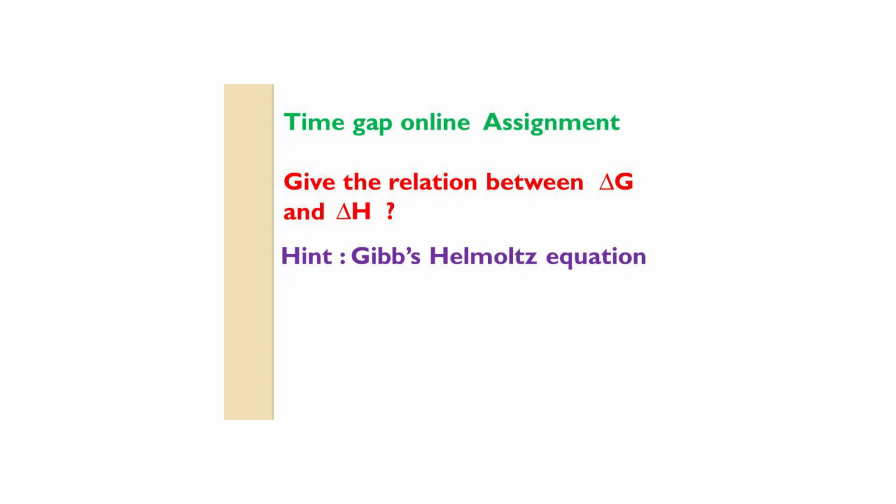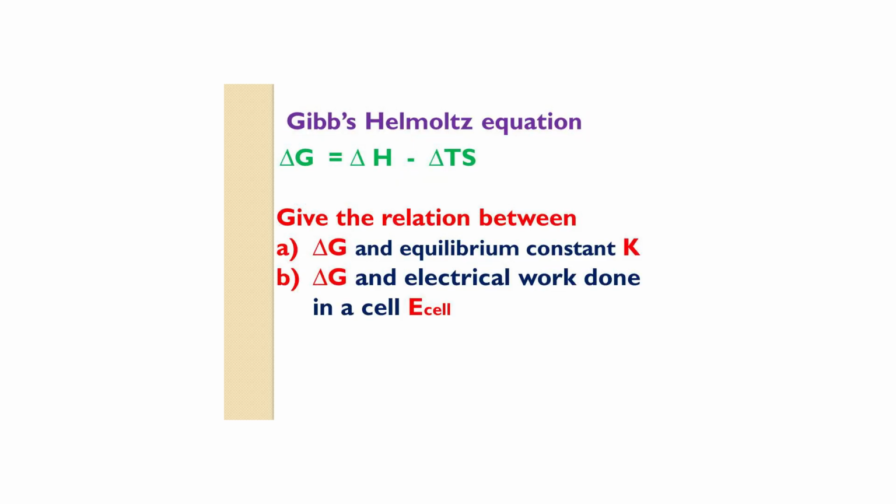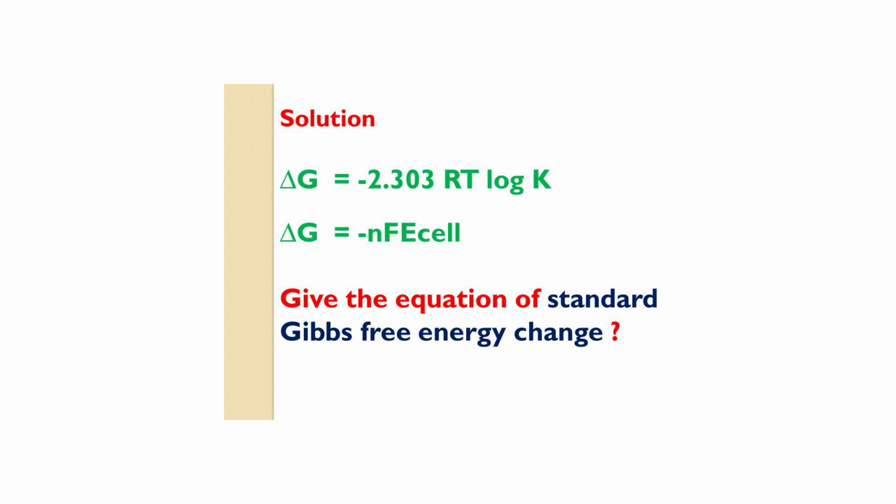Then we can do an assignment. Give the relation between delta G and delta H. Can you give the equation? That is a famous equation you have learned. Can you give the name of the equation? Gibbs-Helmholtz equation. Delta G is equal to delta H minus T delta S. Question number 2. Give the relation between Gibbs free energy and equilibrium constant K. Delta G is equal to minus 2.303 RT log K.